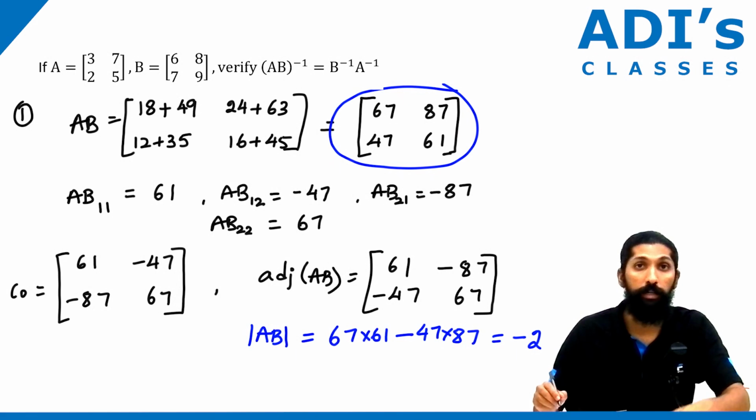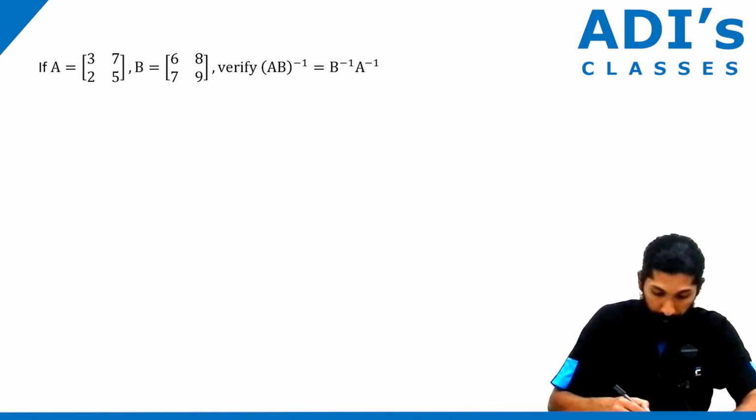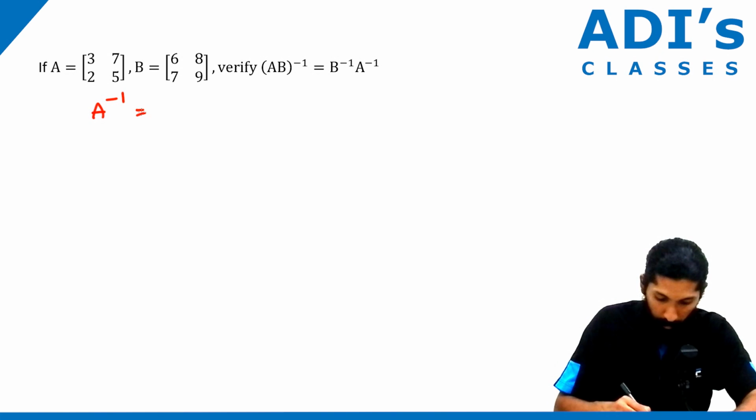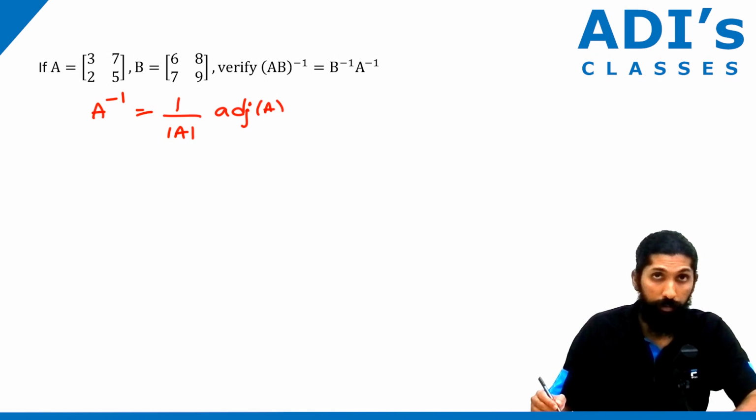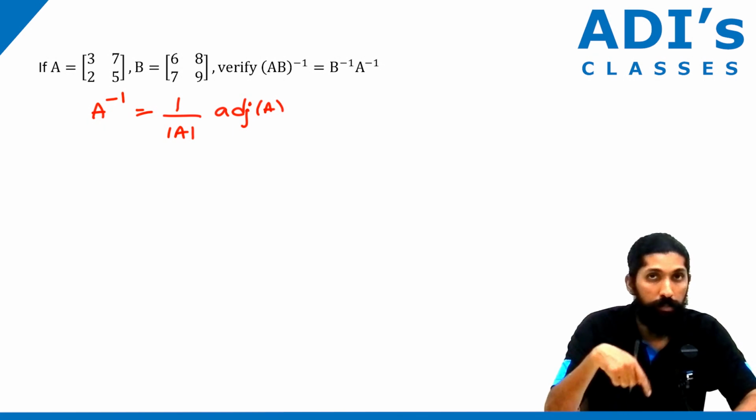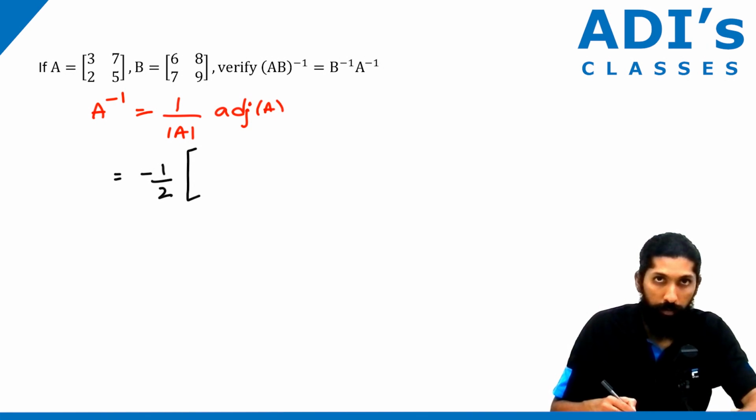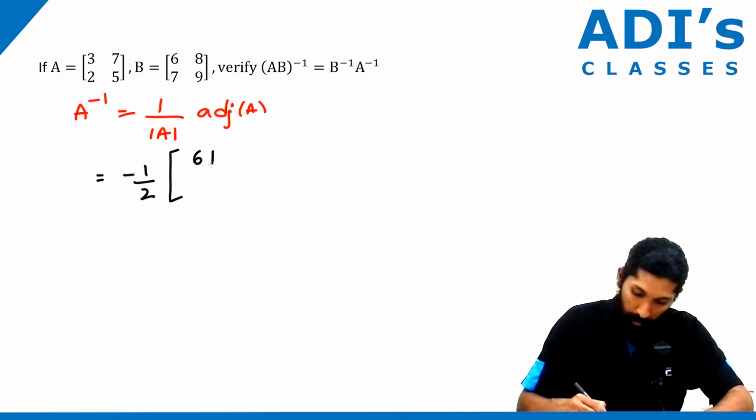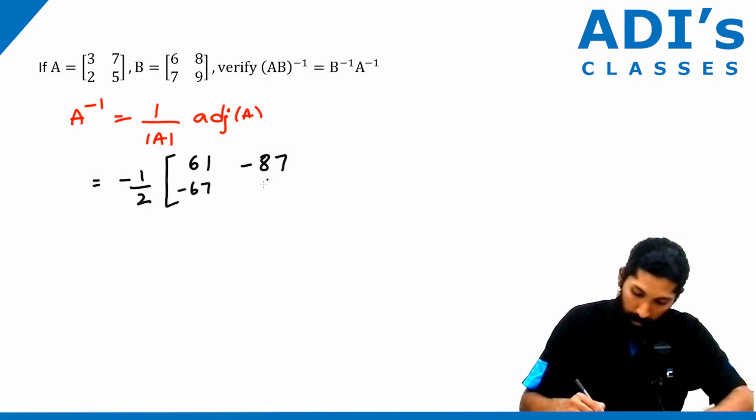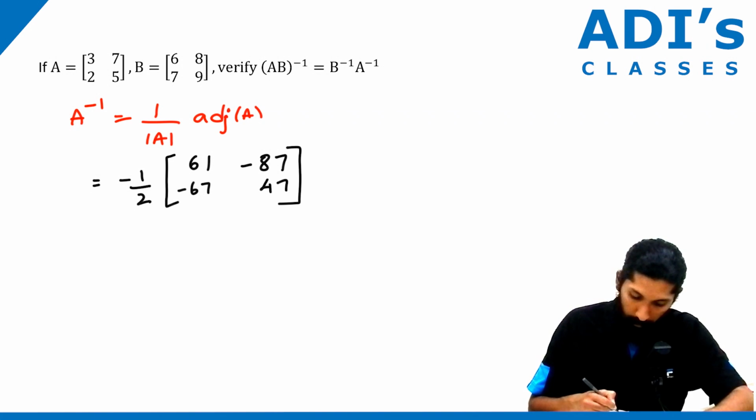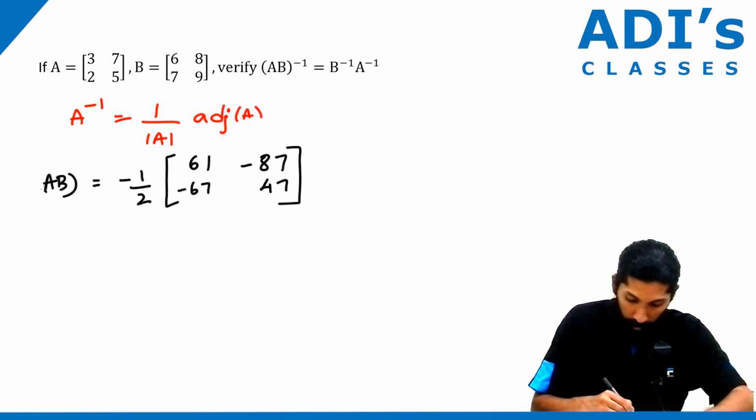Now let's calculate the inverse of AB. What is the inverse formula? A inverse is equal to 1 by determinant of A into adjoint of A. Correct? We have calculated both of them, the determinant of AB as well as the adjoint of AB. So this is basically minus 1 by 2 into adjoint of AB. That's what you're trying to calculate: 61, minus 87, then minus 67 and 47. See, this is AB whole inverse.